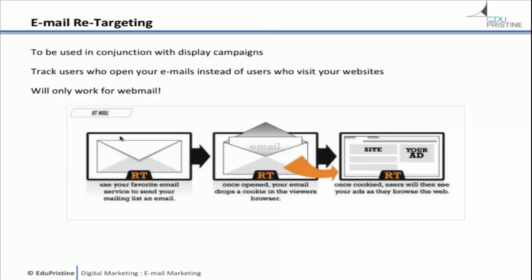Okay, so you track users who open your email instead of users who visit your site, and this will only work for webmail. Again, this methodology of email retargeting would work only for webmail. It would not work for clients like Outlook or Thunderbird. Those will not work. Only people who open their emails in the browser will be able to make use of email retargeting, unlike somebody who has an email client. If somebody is using an email client, then forget retargeting. That's not possible.